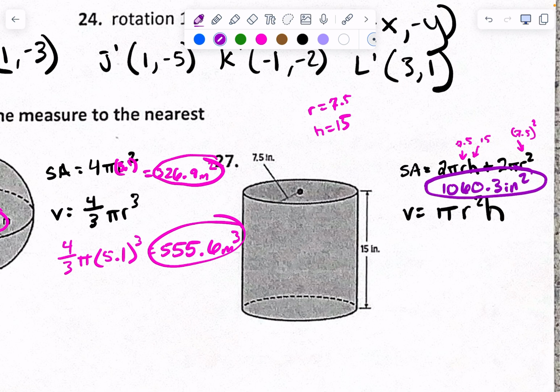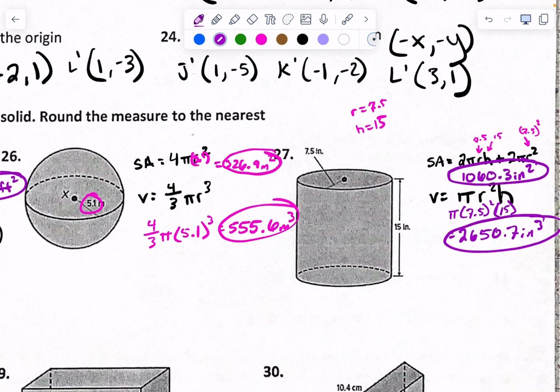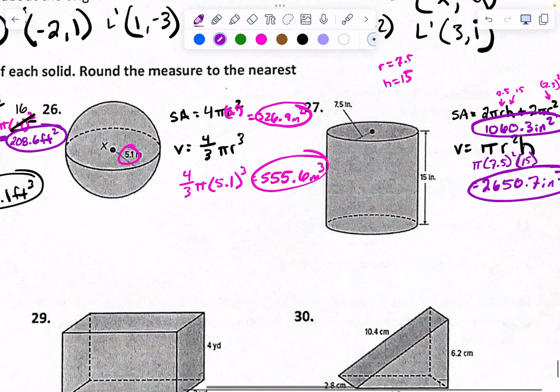2,650. Plus 2 pi times 7.5 squared. 150. Pi times 7.5 squared times 15. Did you get it? This one I got 2650.7. Is that true? Yeah. Perfect. Okay. You're just using the correct formula, plopping the numbers in, doing all the things in your calculator correctly. Everything. Okay? Beautiful. Can I go on to the next? What? No? Okay.